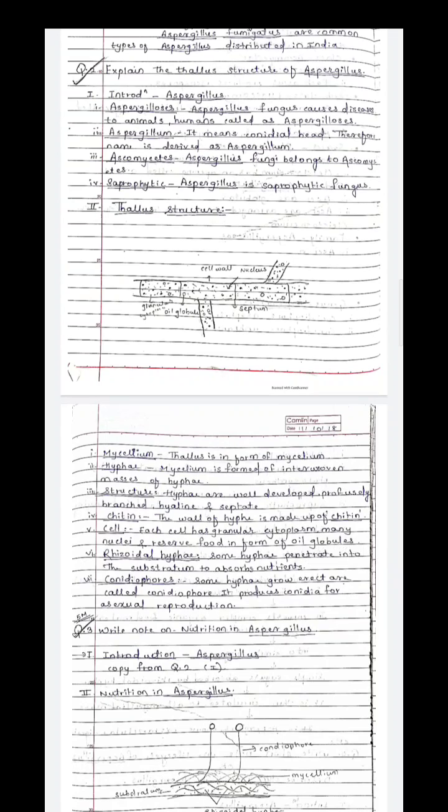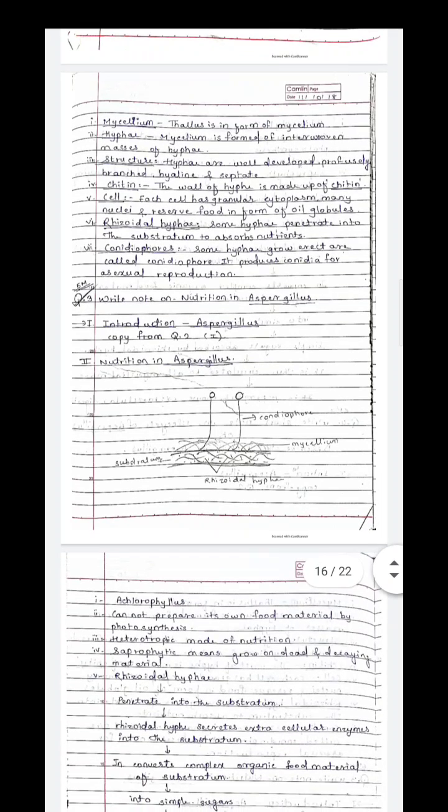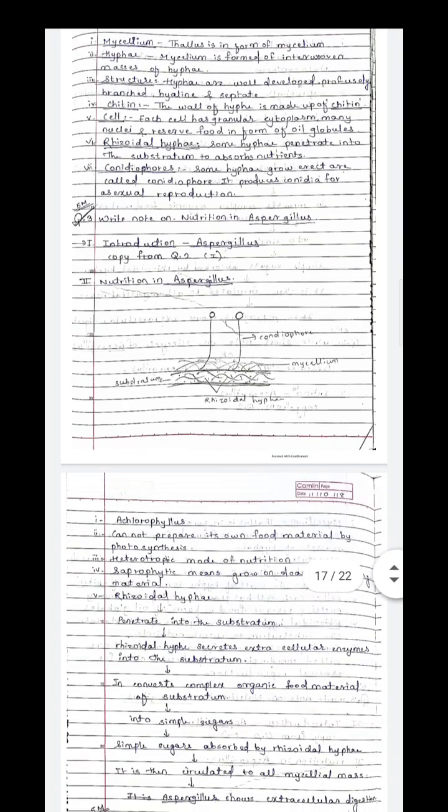Conidiophores are hyphae which grow erectly, the ones that grow erect are called conidiophores, and they produce conidia in asexual reproduction. So the conidiophore is an important point regarding the exams.